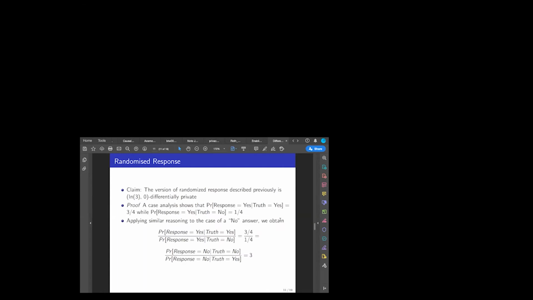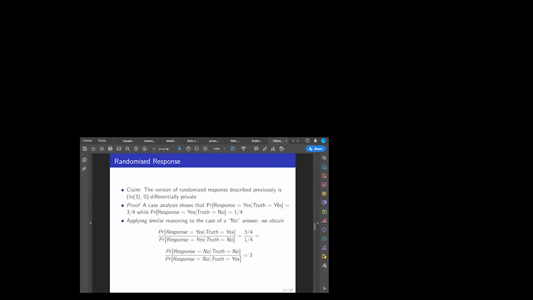So the randomized response that I introduced in the slide before the previous one is a (ln 3, 0) differentially private mechanism, and the proof for that is pretty simple. So you look at the probability that the response is yes given the truth is actually yes, and the probability that the response is yes when the truth is actually no. The ratio of these two expressions boils down to 3, which is nothing but exponential of ln 3. And the same reasoning applies to the case with the answer no.